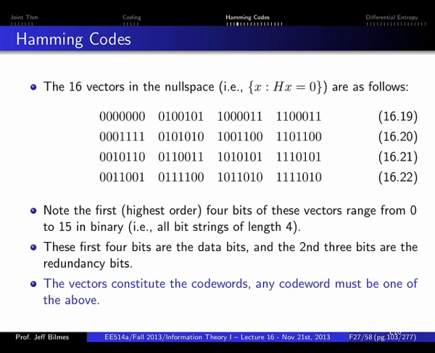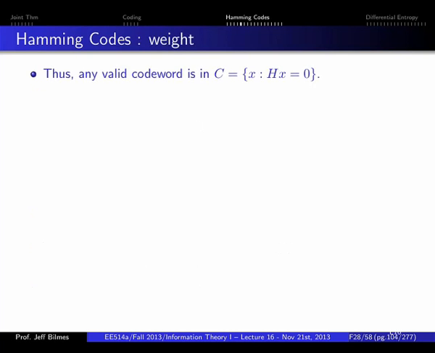And we also know that since any code word lies within the null space of H, maybe we can use that for decoding. And in fact, that's what we're going to do. So any code word is in the null space of H. C is the set of code words. It's all X such that HX is equal to 0.